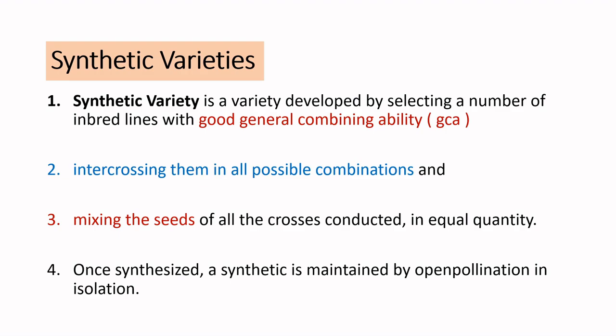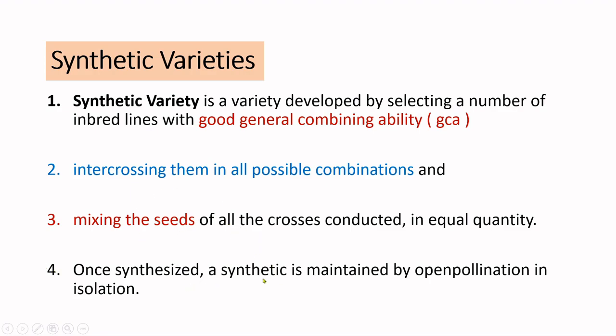Next thing is synthetic and composite varieties. What are synthetic varieties? It is a variety developed by selecting a number of inbred lines with good general combining ability. This is a breeding method in which, from the base population, a collection of phenotypically superior lines having good general combining ability is selected. After selecting such lines, intercross is going to happen. We are going to mix the seed produced by intercross and harvest the seed out of it, and that can be called a synthetic variety.